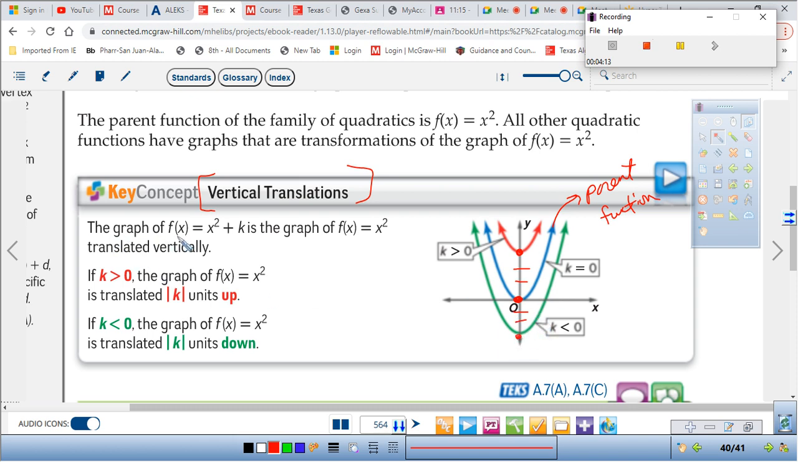Okay? So the graph of f of x equal to x squared plus k is the graph of f of x, the parent function, translated vertically up or down. If k is positive, it goes up. If k is negative, it goes down. And that's it. So right here, we're going to have x squared plus k. This one here, you have x squared minus k.